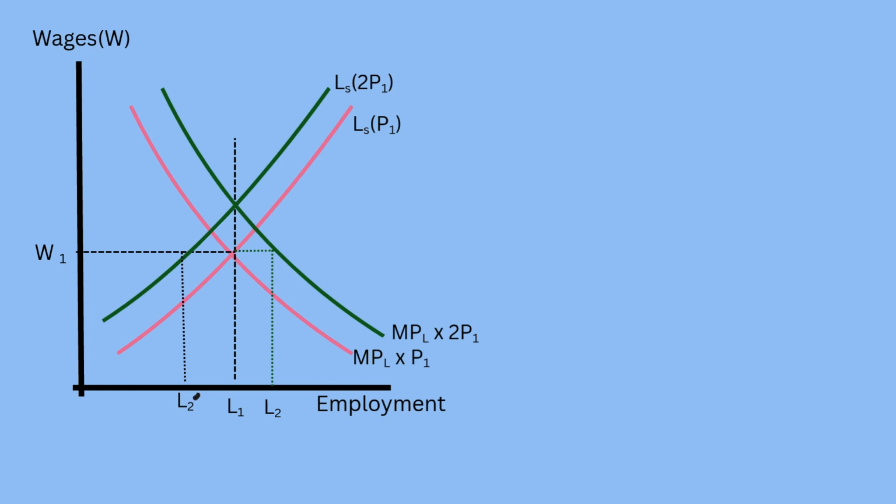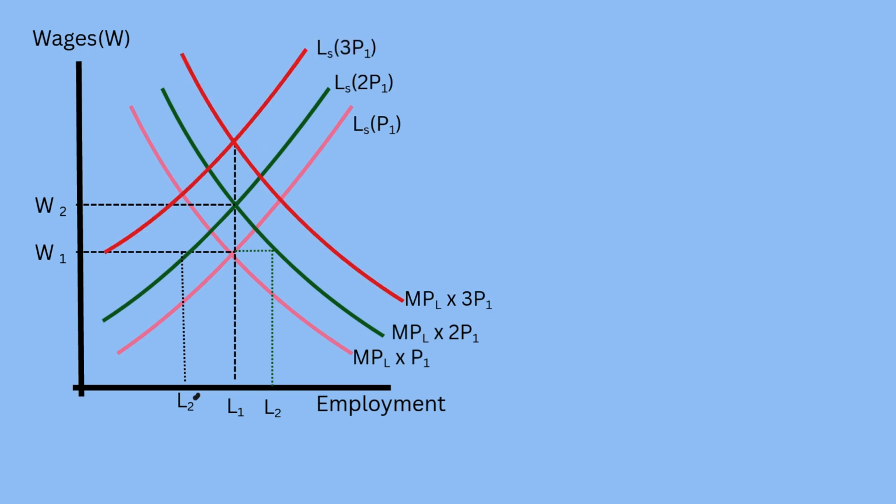Thus, wages will rise till LS2P1 is equal to MPL2P1. That is, the curves intersect. Similarly, if the price increased to 3P1, equilibrium will be re-established at the point where labor supply LS3P1 and labor demand MPL into 3P1 are equal. One thing that you would have noticed about this is that the level of employment remains unchanged at L1 when there's equilibrium.